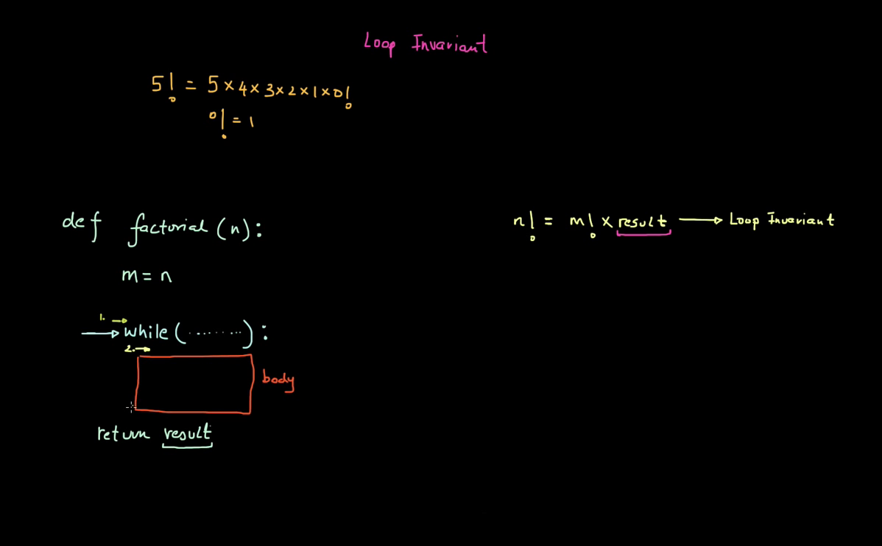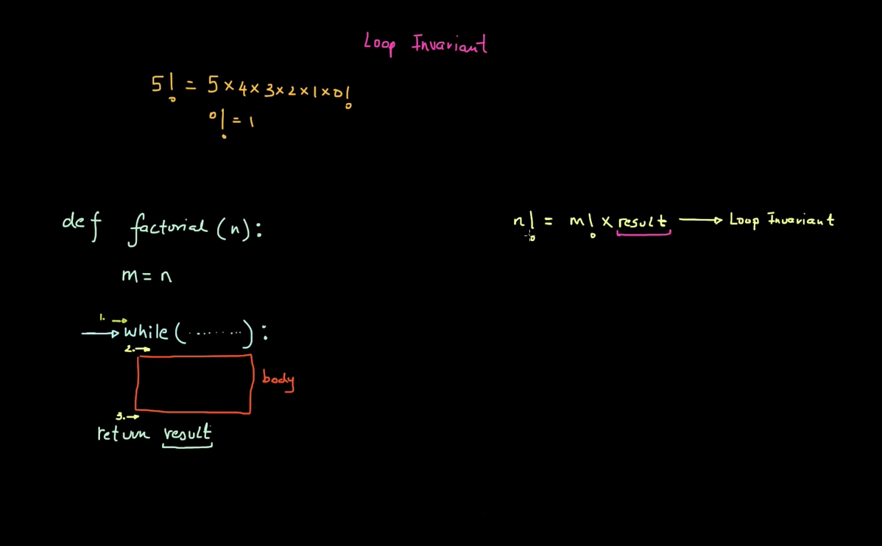I'm going to create a third point, right here just after the body of the loop. It's just another placeholder: this loop invariant which I've just proposed here, which is n factorial is equal to m factorial times result, must also hold at this point just after the body of the loop. Okay, so let's ensure that it is actually valid at this first point here.